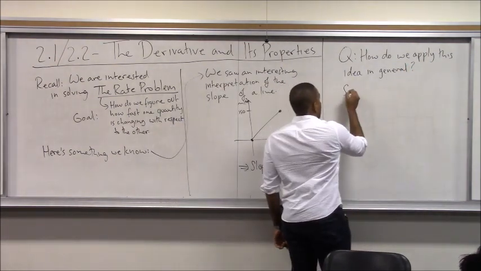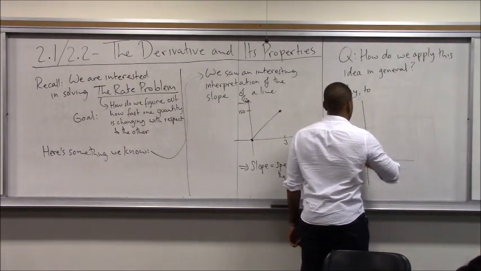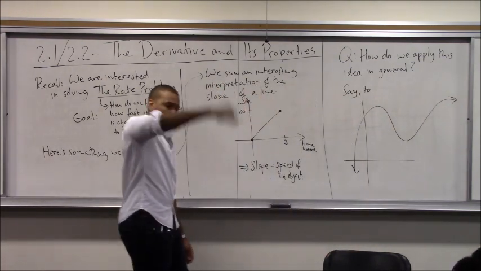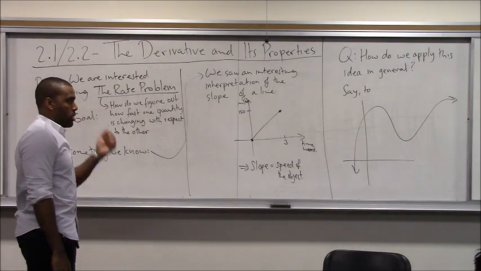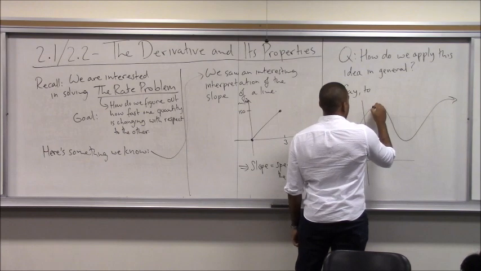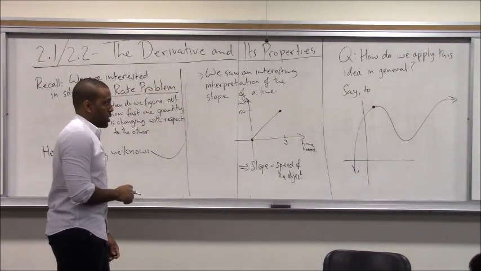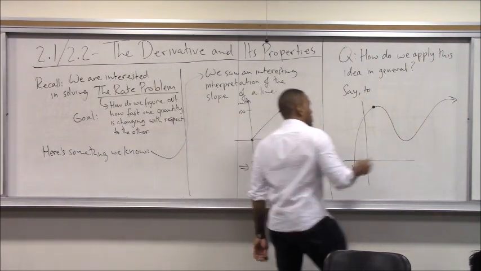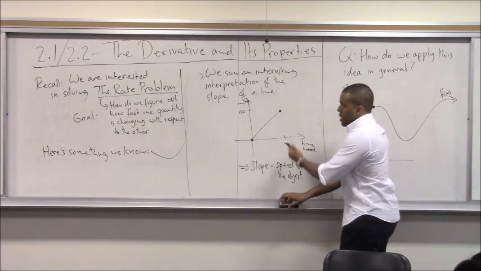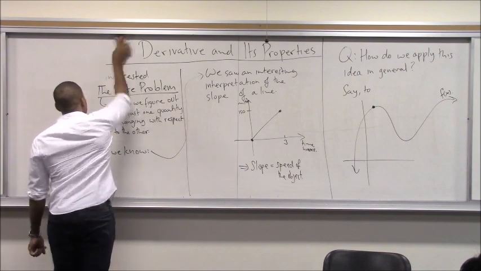So let's say we have a function that looks like this. It's just doing whatever it is, right? And I want to know, okay, at this point, how fast is the y-coordinate changing with respect to the x-coordinate? So we kind of understand, okay, if it's a straight line, we know what we're going to do. But what if it's a curve? How do we deal with that situation?